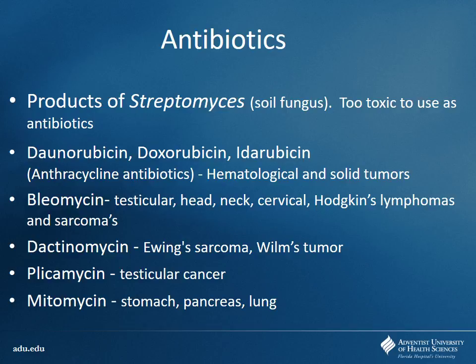You'll have these three: daunorubicin, doxorubicin, and idarubicin, which are anthracycline antibiotics. These are very good for different hematologic or solid tumors, so we use them very frequently for some of our leukemia kids. Bleomycin is used a lot for things like testicular, head, neck, and cervical cancer, and you can see some other things we'll use these for. These are very, very potent agents. We're going to see there's lots of toxicity associated with them as well.